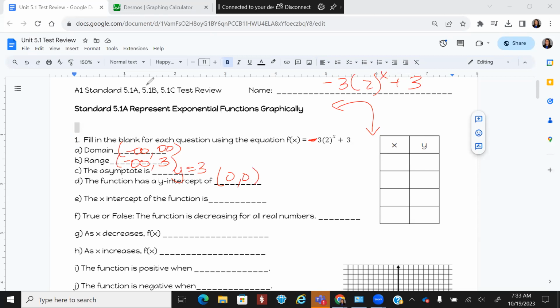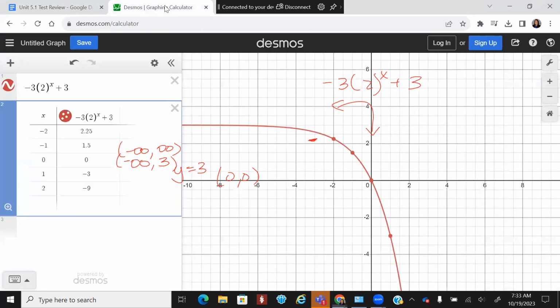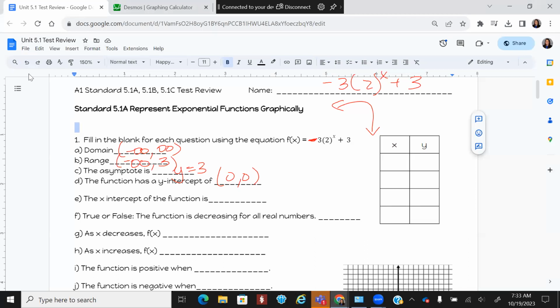The x-intercept is where it crosses the x-axis. So we can look at our table. Does it cross the x-axis? Yes, it does. Where does it cross at? (0, 0). Again, it's okay for you to have the y-intercept and the x-intercept be the same.